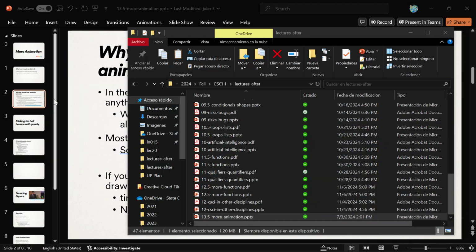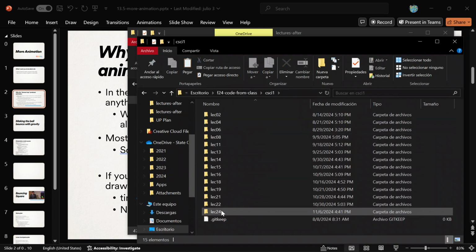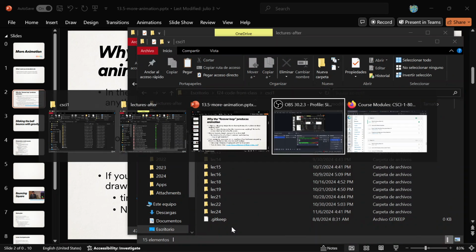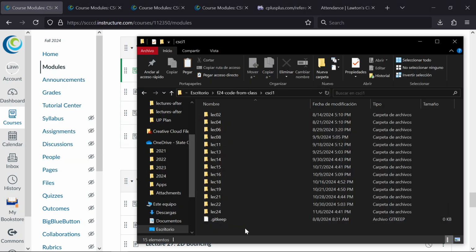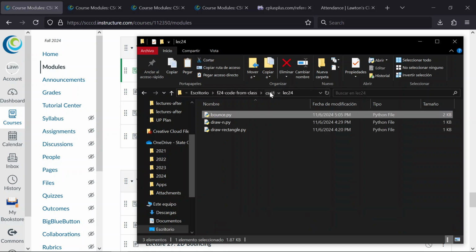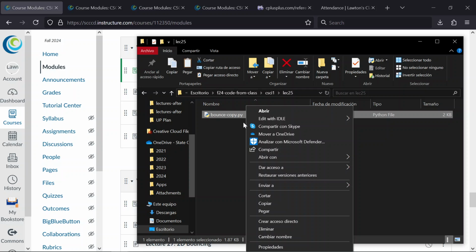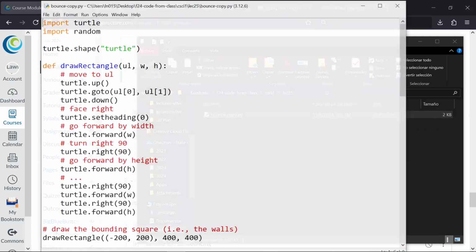I'll have to do a few things. New folder for today. This is lecture 25, and I'll copy in the one that we did last time. We called it bounce, right? And I will call it bounce copy, I guess, so that we know we didn't just make it. There we go, and I'm going to open it in IDLE. There's a nice little right-click menu for me, at least, that does that.